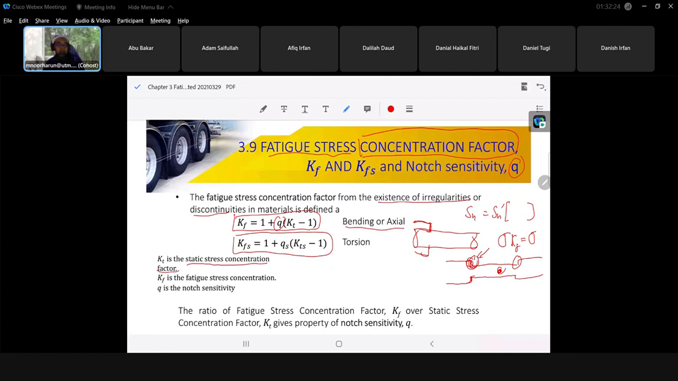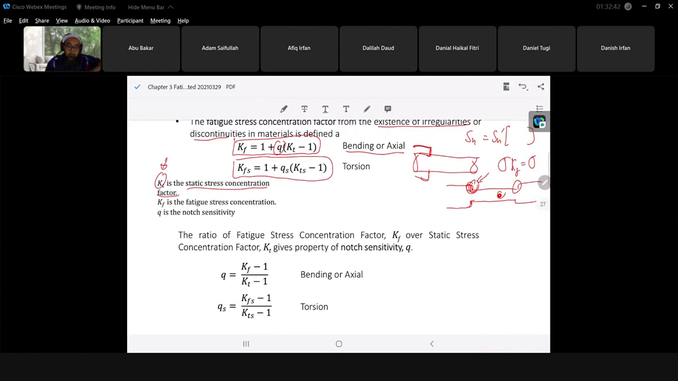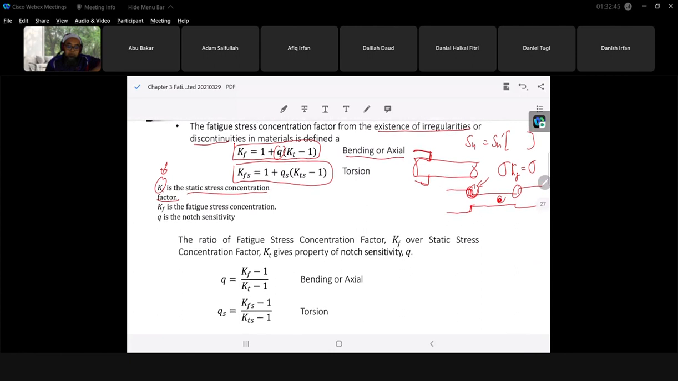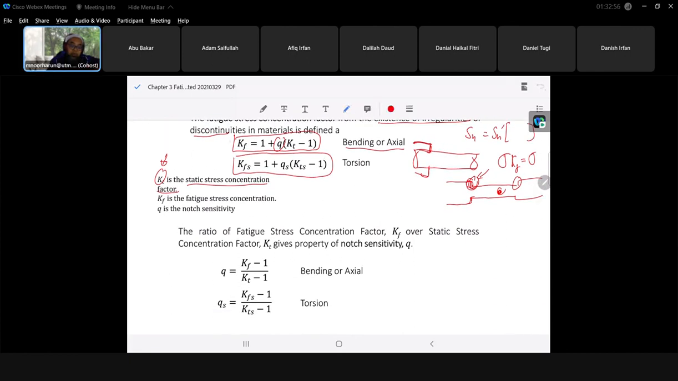Static stress concentration factor. This Q and KT are from the table. So we have to read the table. This Q is just a different form. Different form of this one.